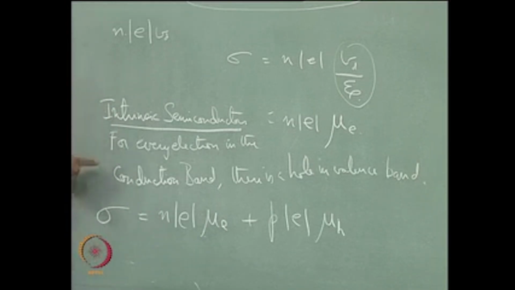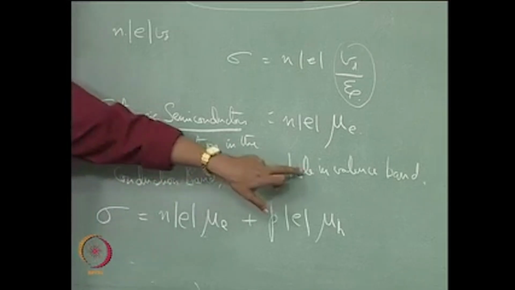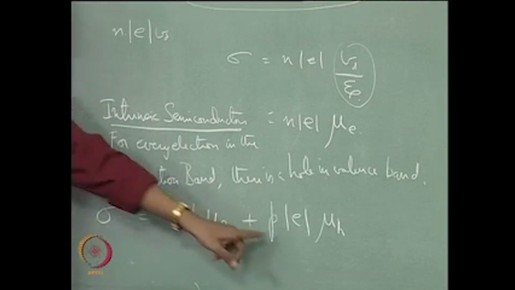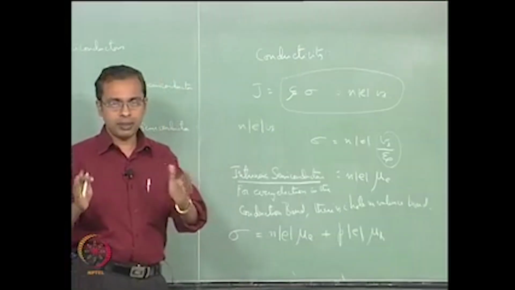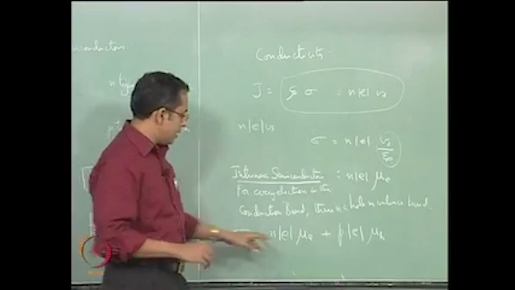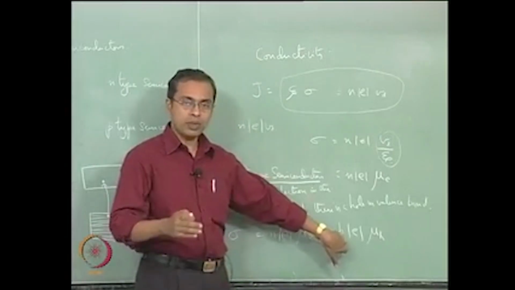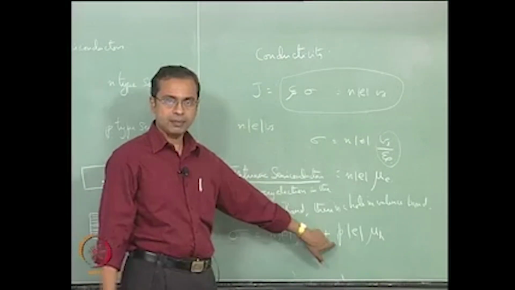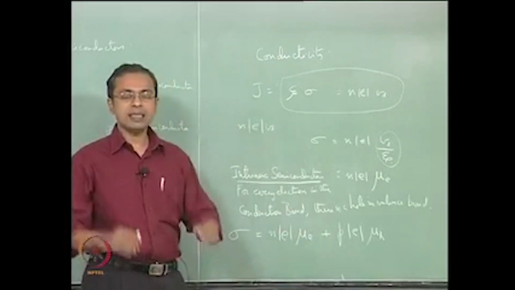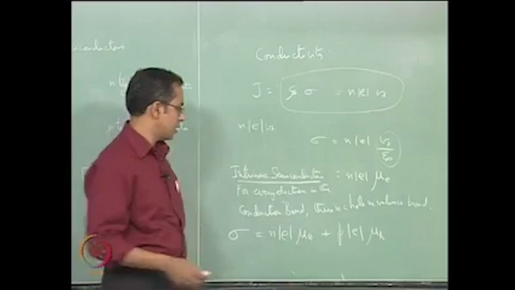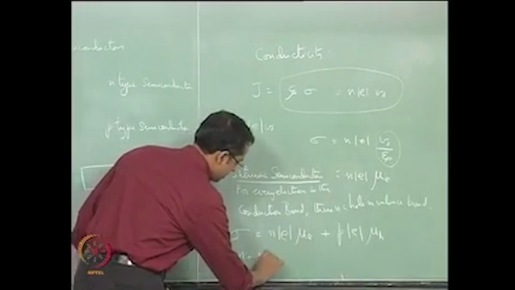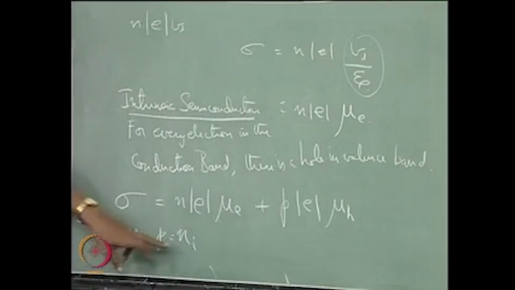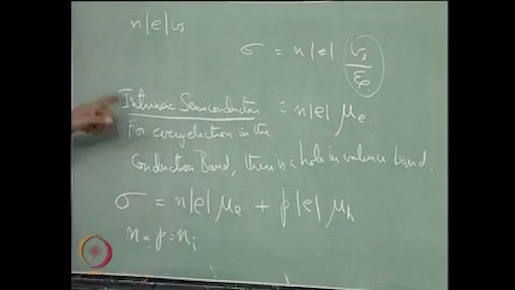Now in an intrinsic semiconductor, for every electron in the conduction band there is a hole in the valence band, therefore n is equal to p. Whatever is the number density of electrons per unit volume in the conduction band, the number of holes per unit volume in the valence band is going to be the same. So n is equal to p is equal to n_i, and that is called the intrinsic carrier concentration. That is for an intrinsic semiconductor.